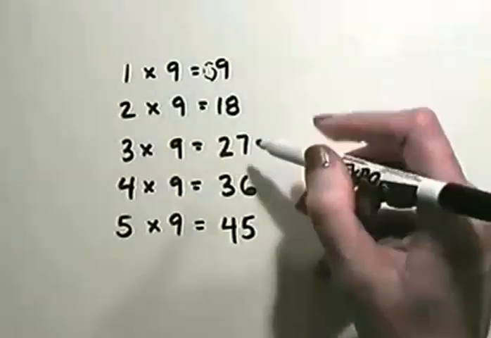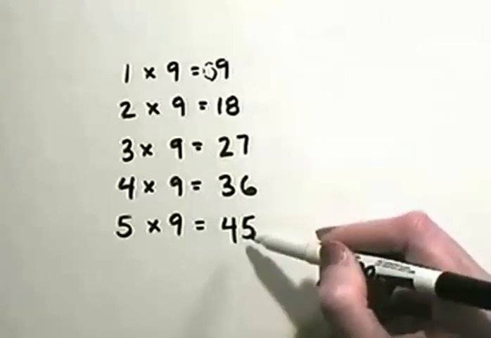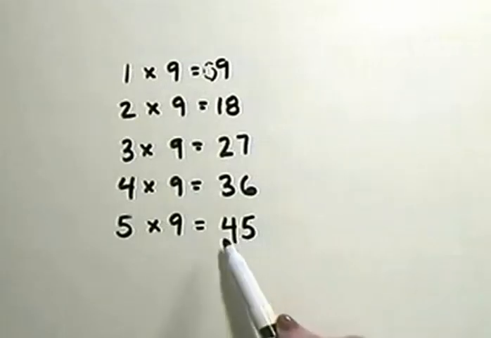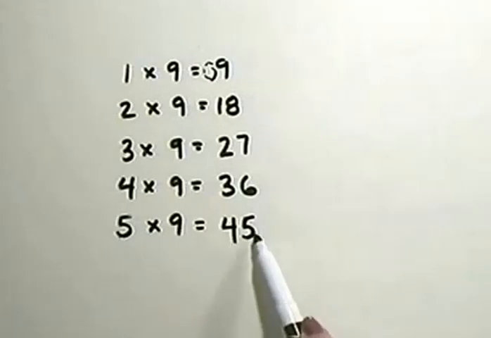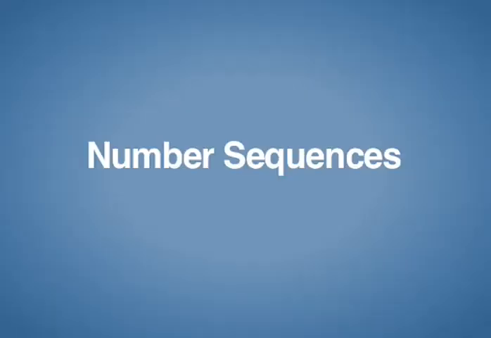Another way to see that is to notice that if I take the digits in the result, they add up to give us a value of 9. So this product begins with 1 less than the number that I'm multiplying by, and then the second digit adds up to give us the value of 9.